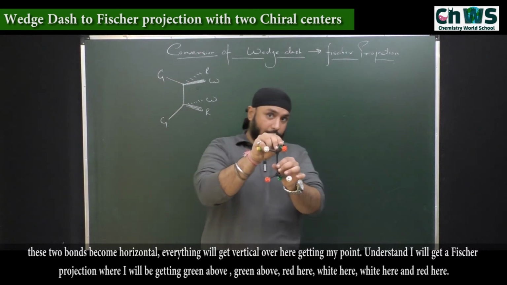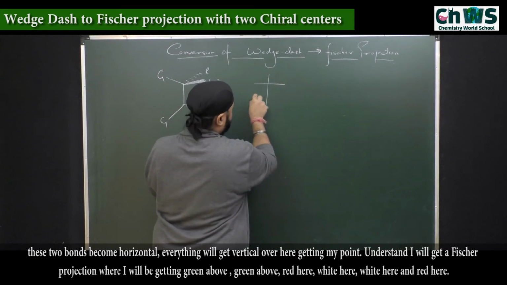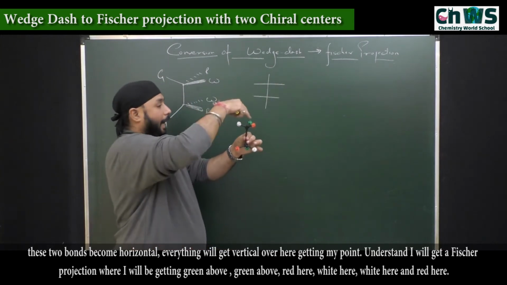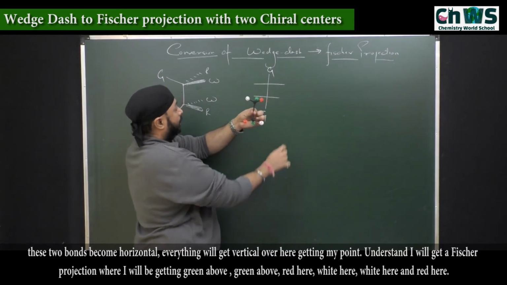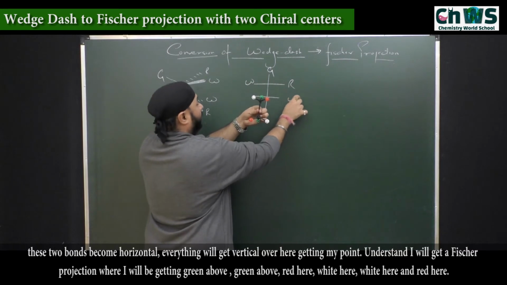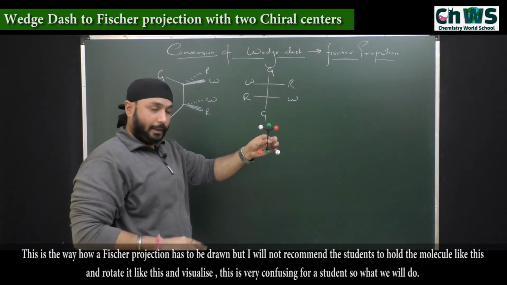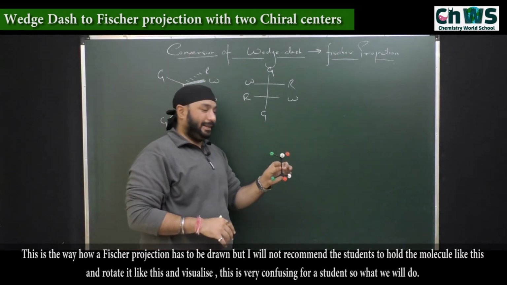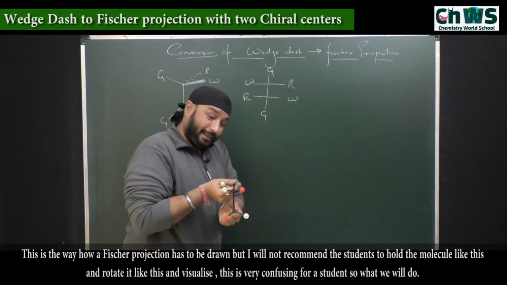Getting my point? So understand, I'll get a Fischer projection where I'll be getting green above, red here, white here, and red here. This is the way a Fischer projection has to be drawn. Okay, but I will not recommend students to actually hold the molecule like this and then rotate it like this, then visualize.